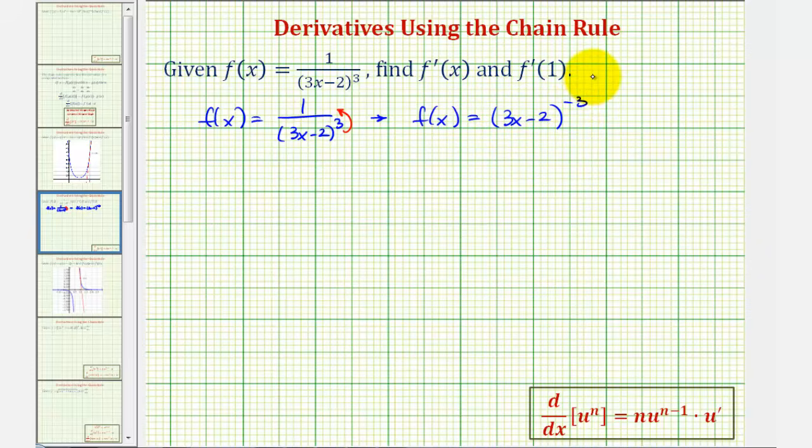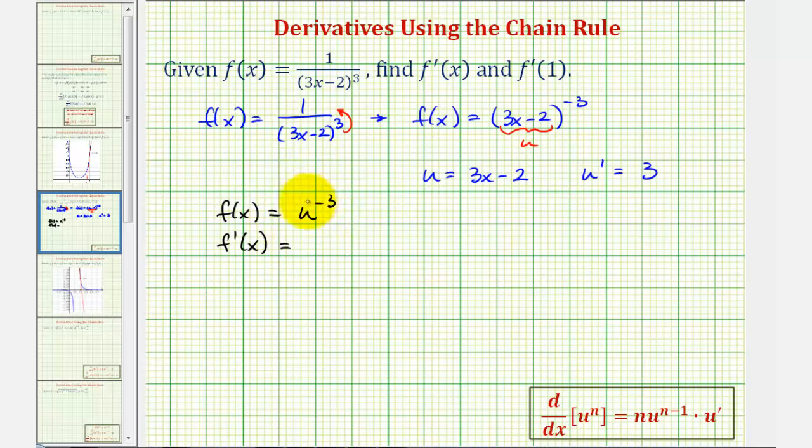In this form, we can go ahead and apply the extended power rule given here, where again u is the inner function. So notice in this case u would be equal to 3x minus 2. So if we have u equal 3x minus 2, we also need u prime. U prime would just be 3. So now we can write the original function f of x as f of x equals u to the power of negative 3.